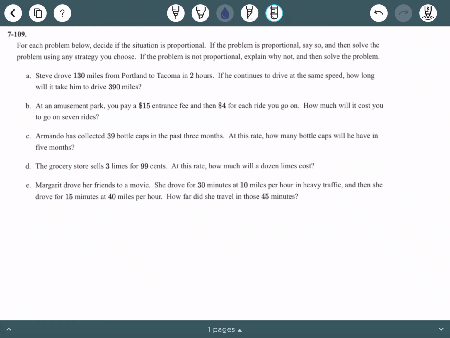Part A. Steve drove 130 miles from Portland to Tacoma in 2 hours. If he continues to drive at the same speed, how long will it take him to drive 390 miles? So for this problem, for part A, this is going to be proportional.